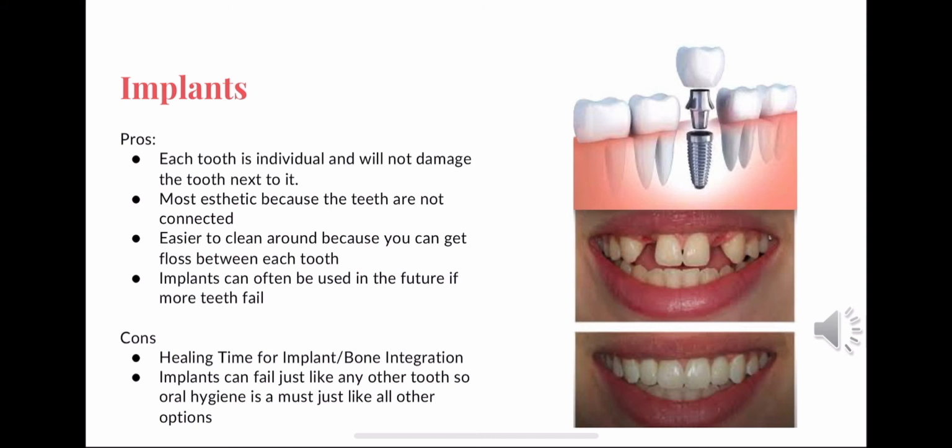Another option to replacing teeth that are missing is implants. There are pros and cons to this option as well. The pros often outweigh the cons in this scenario. The pros for this is that each tooth is individual and will not damage the tooth next to it. It is also the most aesthetic because the teeth are not connected. It is easier to clean around because you can get the floss between each tooth. Implants can often be used also in the future to restore teeth as more teeth are missing, and we will see that in future slides.